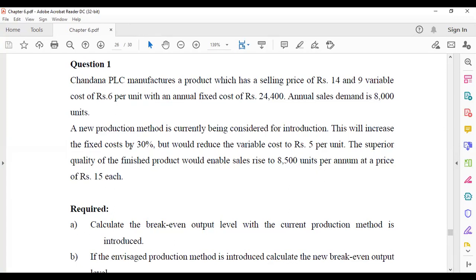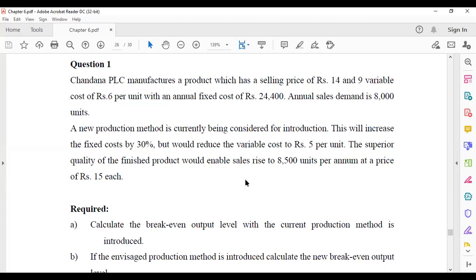The second para says that a new production method is currently being considered for introduction. This will increase the fixed cost by 30%, but would reduce the variable cost to 5 per unit. The superior quality of the finished product would enable sales to rise to 8,500 units per annum at a price of rupees 15. Okay, so that is the second half.